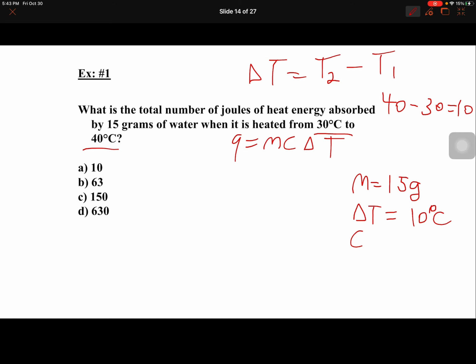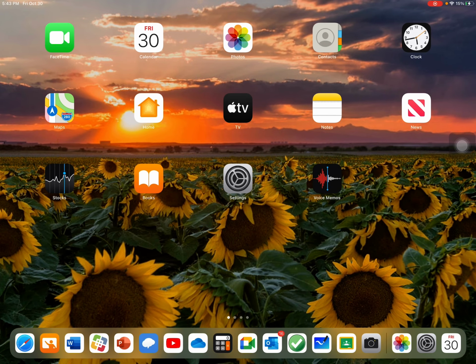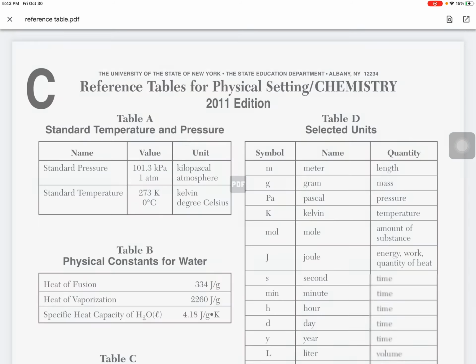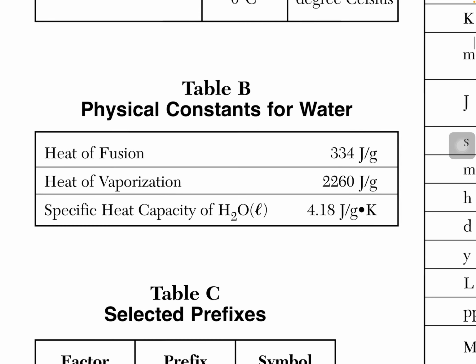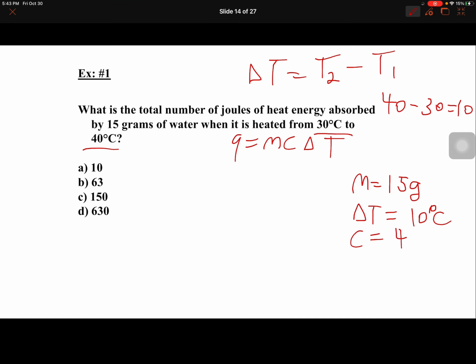Now for your c. You can find c on Table B of your reference table, so let me pull that up real quick. So again, always on the top of your classwork. And on Table B, we see that the specific heat capacity is 4.18. So it is 4.18 joules per gram Celsius. I know it says Kelvin on the table, but you could still use Celsius. So you're looking for Q. So we're going to write out our equation.